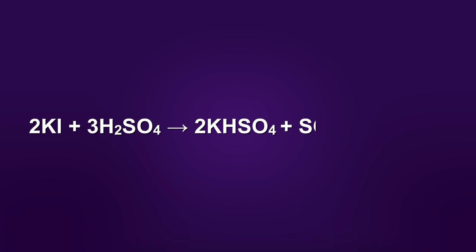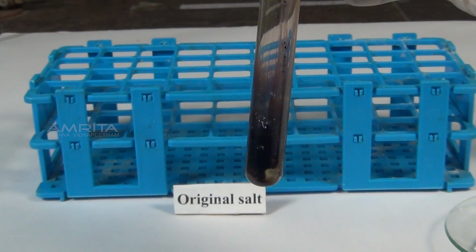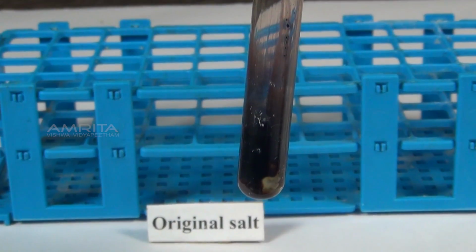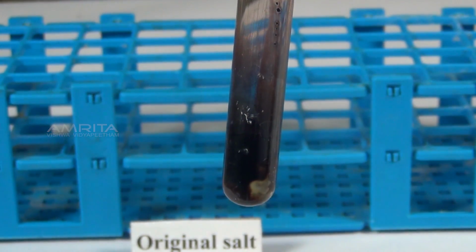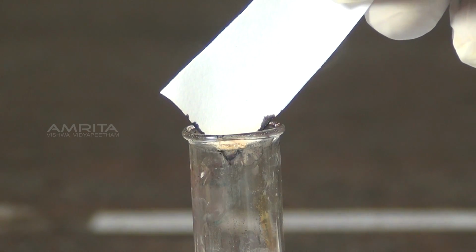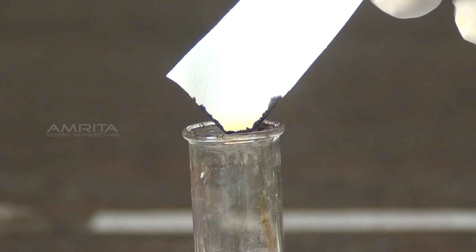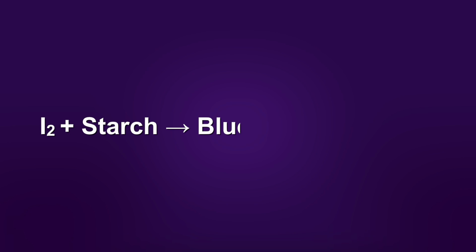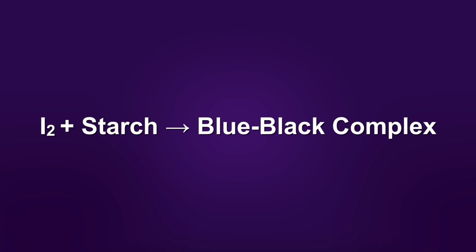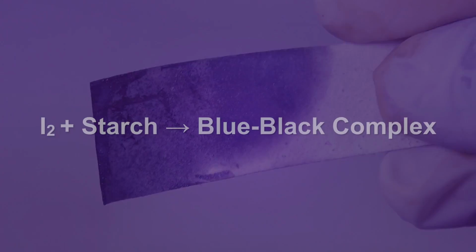Iodide reacts with concentrated sulfuric acid to form dark violet vapors of iodine, which undergo sublimation to form a black sublimate. Now, place a starch paper over the mouth of the test tube. The liberated iodine reacts with starch to form a blue-black complex that turns the starch paper blue.